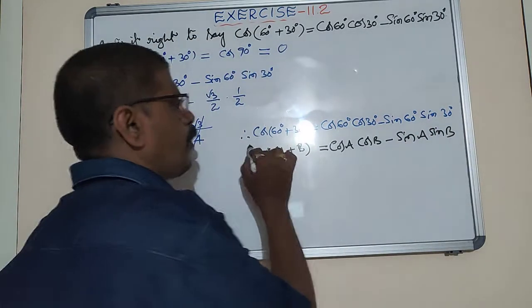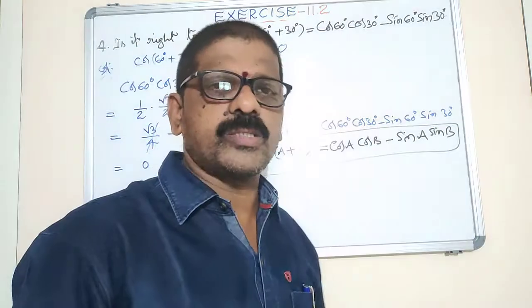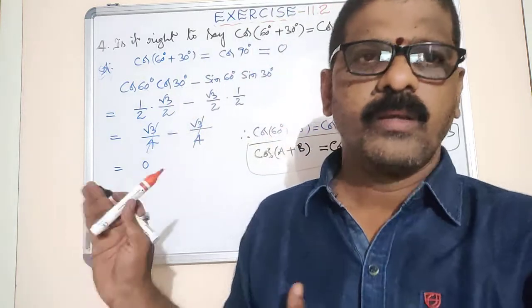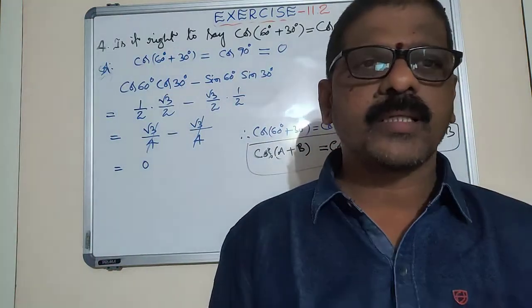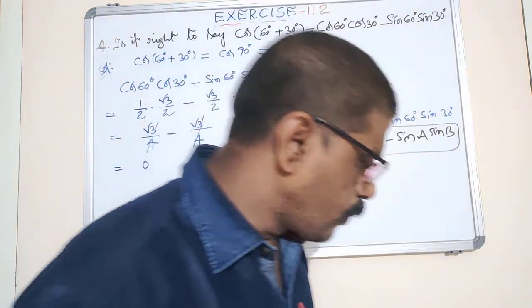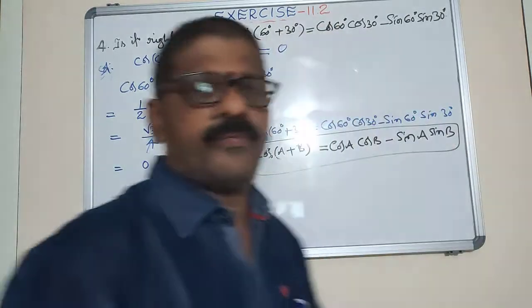This is one of the formulas. Clear? Cos(A + B) can be written as cos A cos B minus sin A sin B. This is one of the formulas. Clear? So that is the fourth question completed from exercise 11.2. Now we are going to the next, the fifth question.